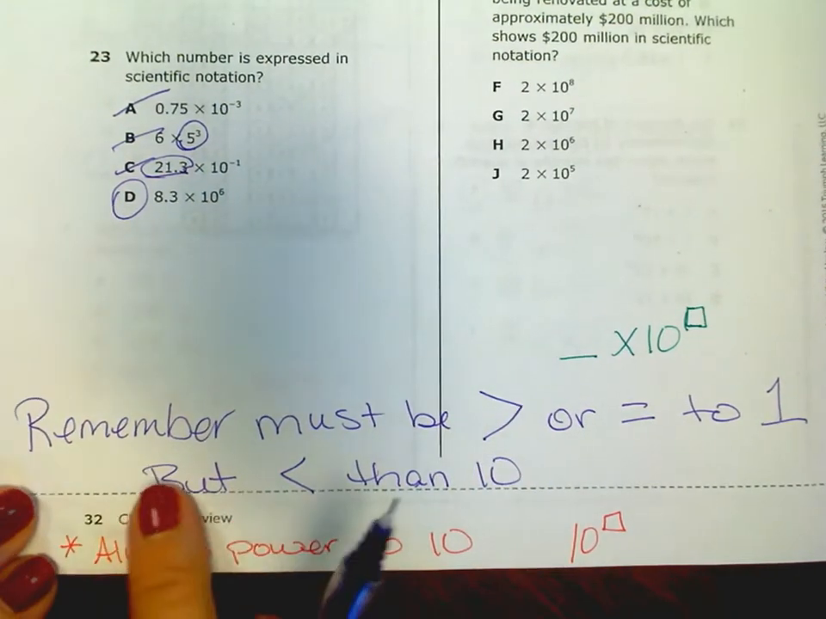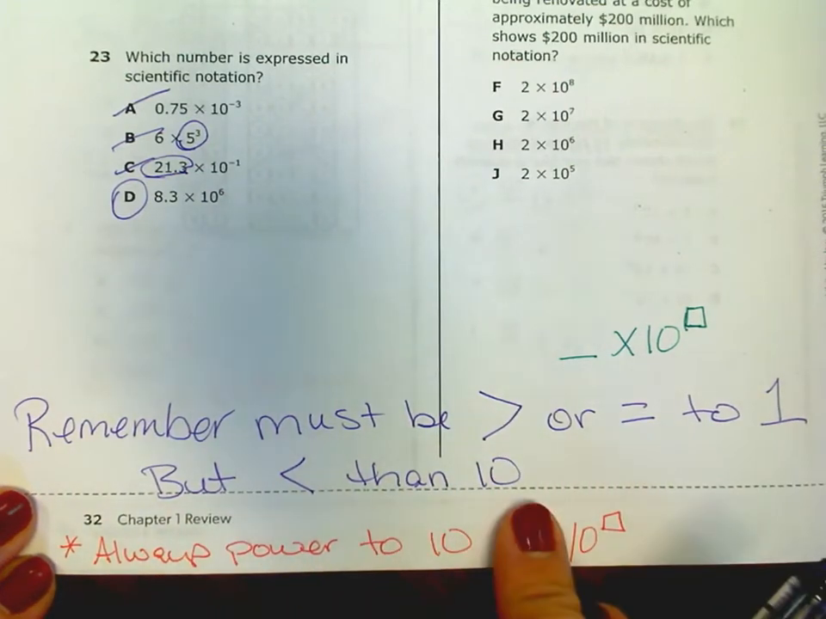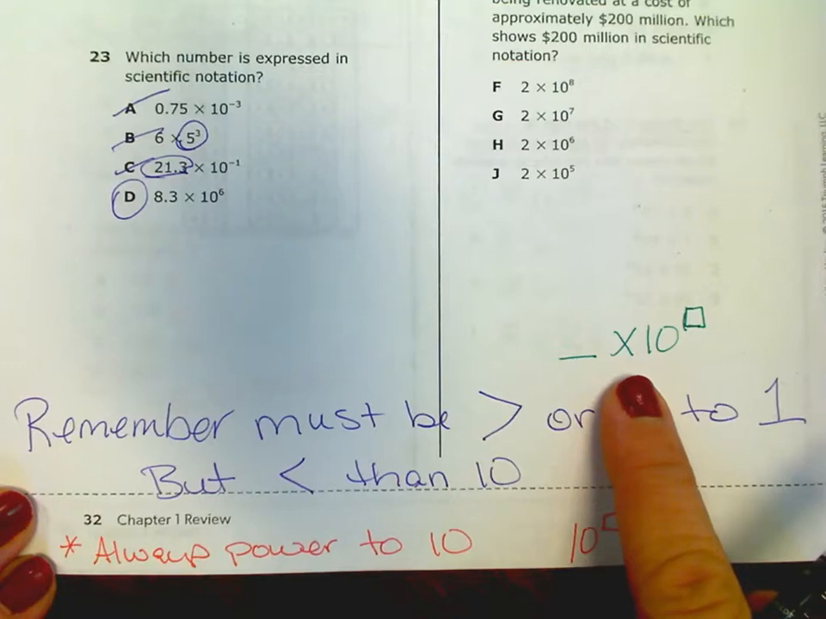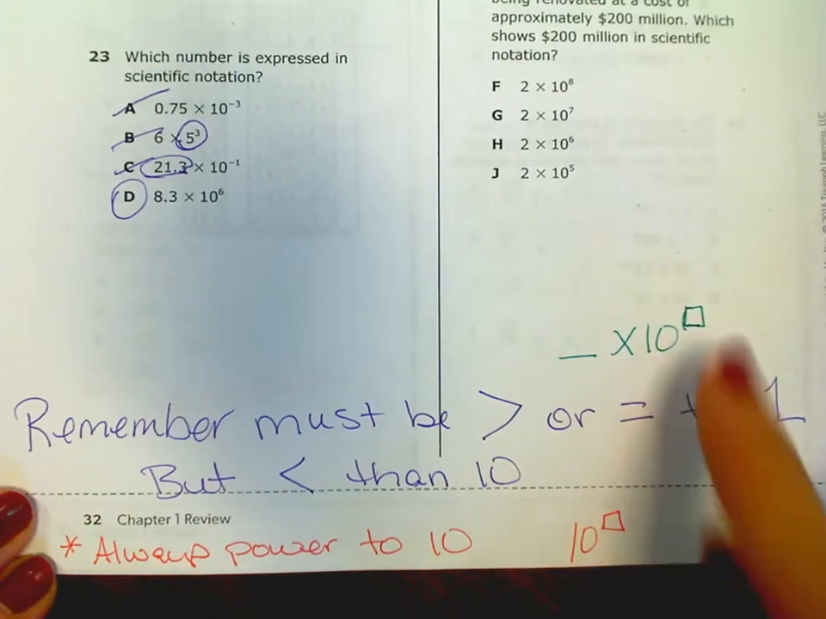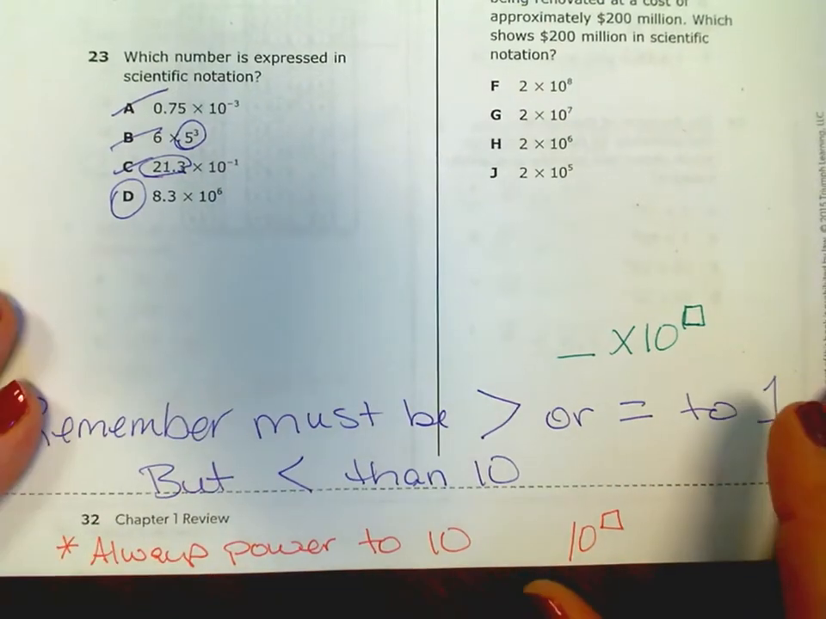But if you remember all of this, that it must be greater than or equal to 1 but less than 10, and it has to be written like this, always 10 to the power of something. Scientific notation.